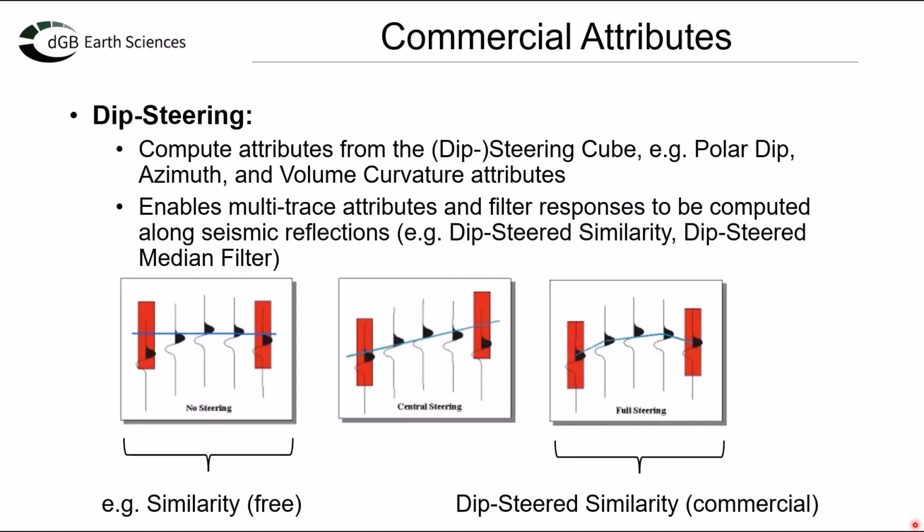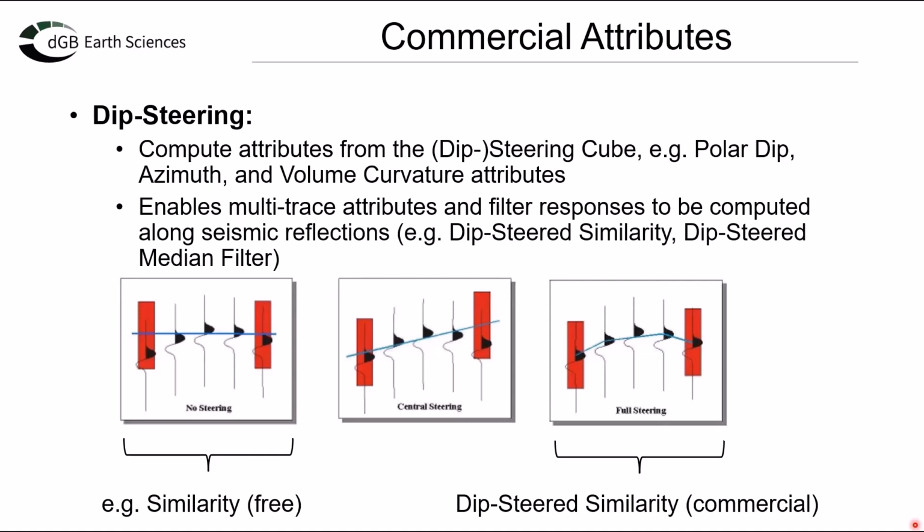Now we come to the commercial attributes, and I'll start with dip steering. What you can do with the dip steering plugin is compute from the seismic how the seismic reflectors are dipping. So you get a new volume with dip information. From this dip steering cube, you can calculate several interesting attributes, like the polar dip, the azimuth, the volume curvature attributes. But dip steering also allows you to compute multi-trace attributes in a better way by computing the response along the seismic reflectors. And this you do by dip steering.